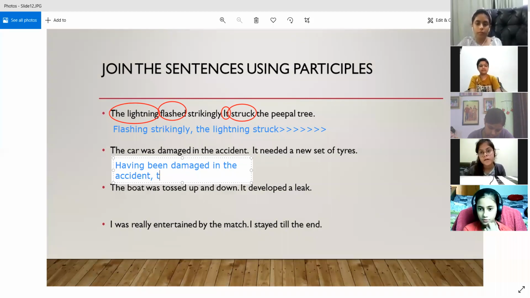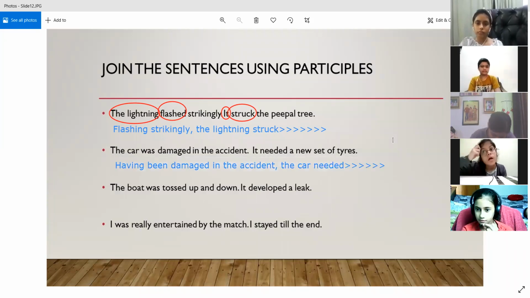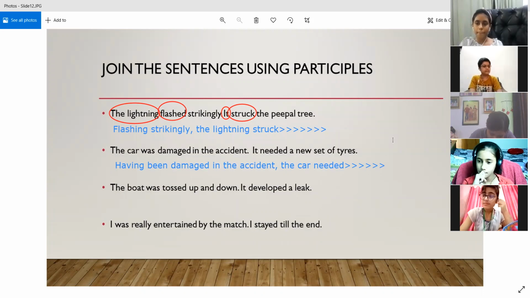Then comma, the car needed, and after needed, you know what is going to come. So I'm not going to write anything after needed. It completes the sentence. If you remember, sir, one of the uses of the present participle was that it modifies the verbs. So over here also it is written like this only. The usage is the same, having been damaged. So having has come in the beginning. All right.